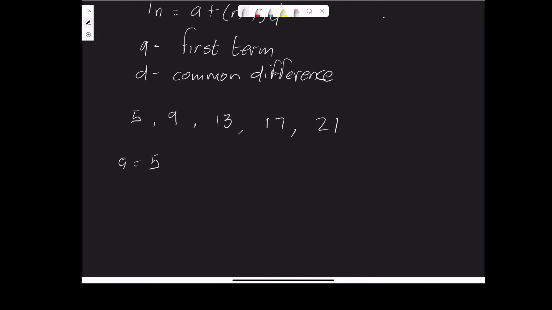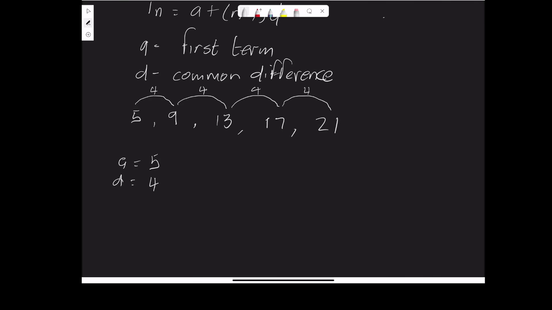But let's look at what happens in this pattern. To move from the first term to the second term, what happened here? To move from 5 to 9, we must have added 4. I'm sure you can see that. But if you notice again, to get to 13, I must have added another 4. So it seems in this pattern, the constant difference or the common difference is actually 4. So in this case, my D value is 4.